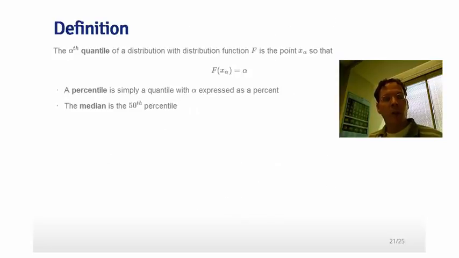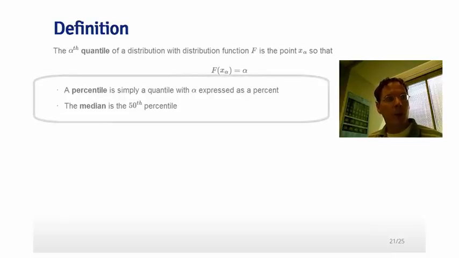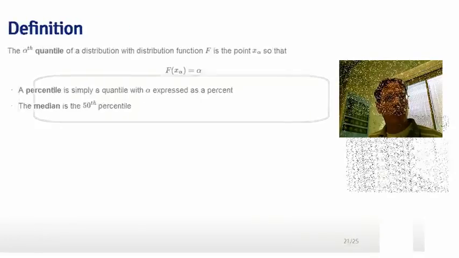We keep finding the data point such that, for example, 95% of the test scores lie below it. That would be the sample 95th percentile. Now we move the x point along until we find the point such that the probability of lying below it is 95% in this population distribution. Again, the percentile is simply a quantile with alpha expressed as a percent instead of as a proportion, and the median, perhaps the most well-known quantile, is the 50th percentile.